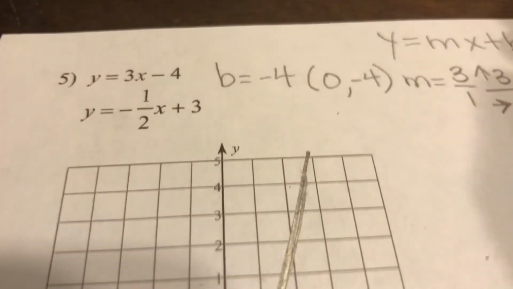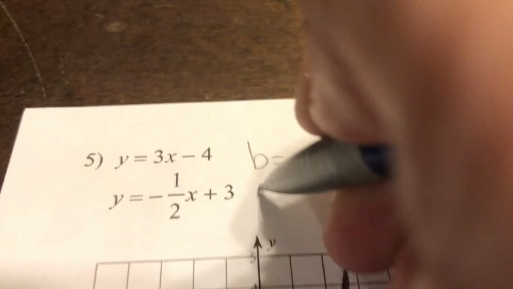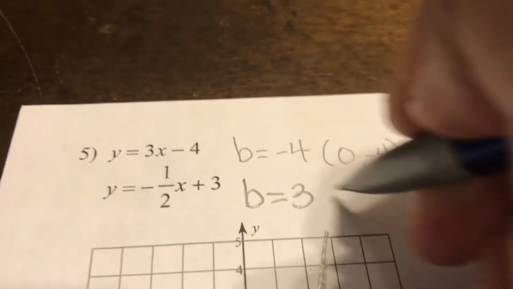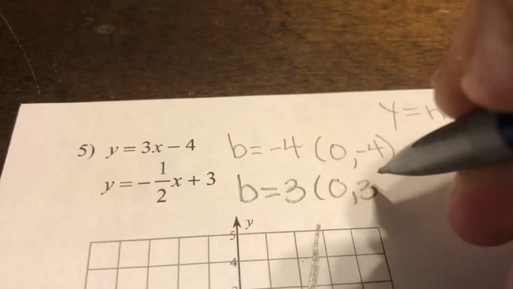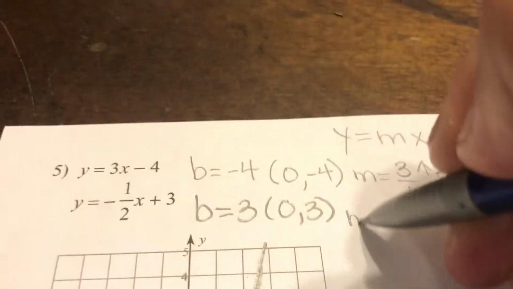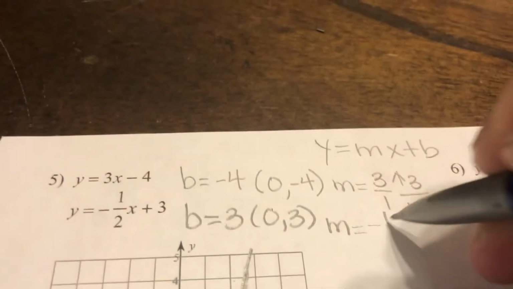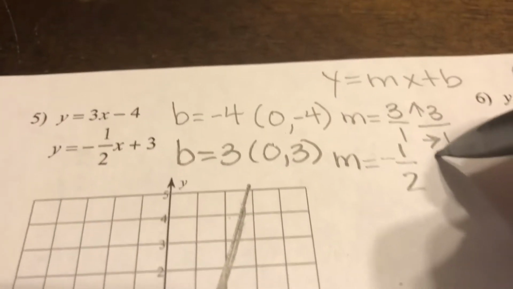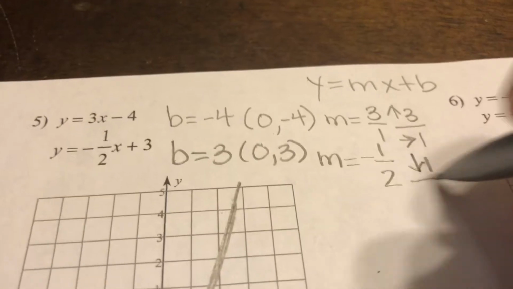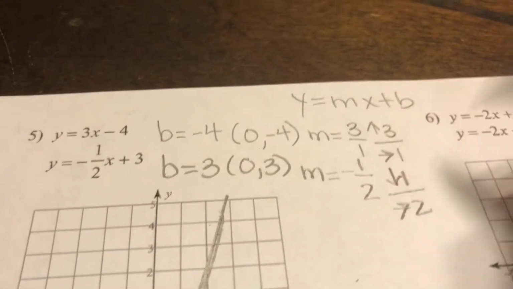Okay. So our second line up there is y is equal to negative 1/2 x plus 3. So I see that my b is 3, so I know I'm going to have a point at (0, 3). That's my y-intercept. My slope this time is negative 1/2. We always bring that negative up to the top, and that means we're going to be moving down 1 because it's a negative, and to the right 2.